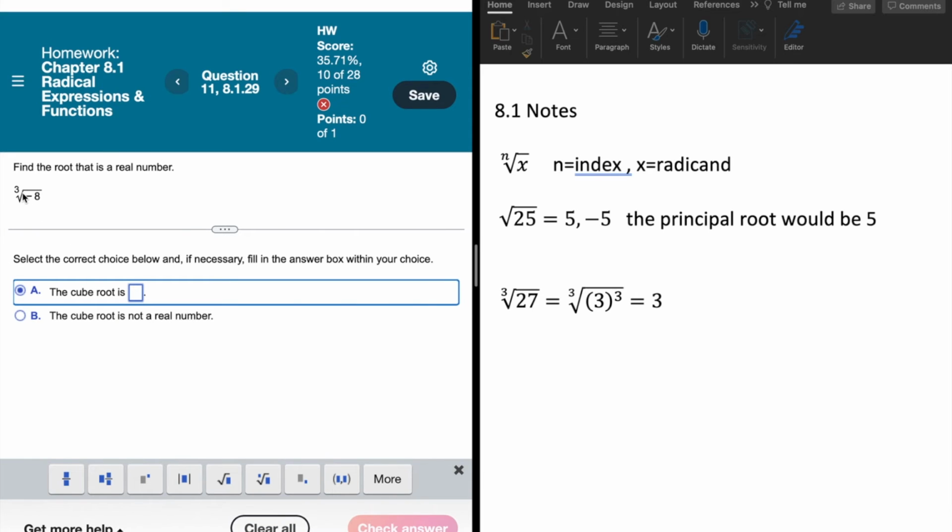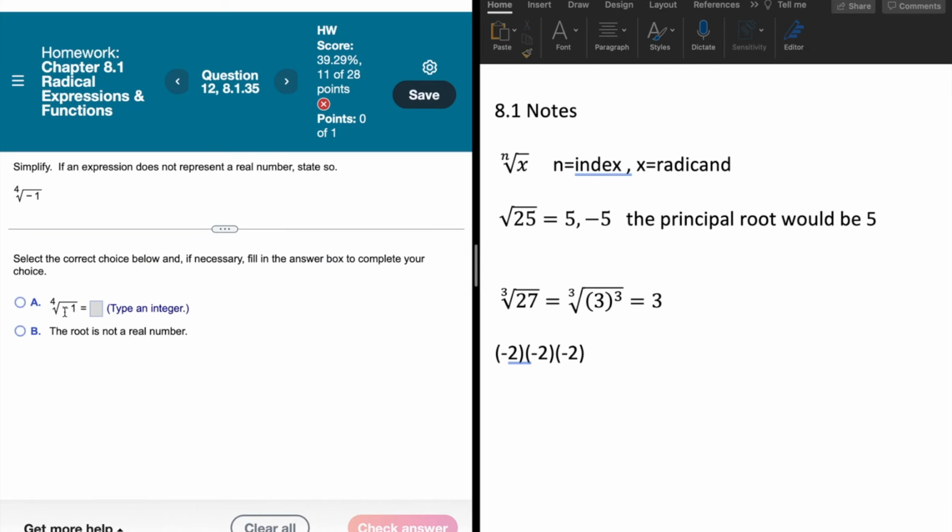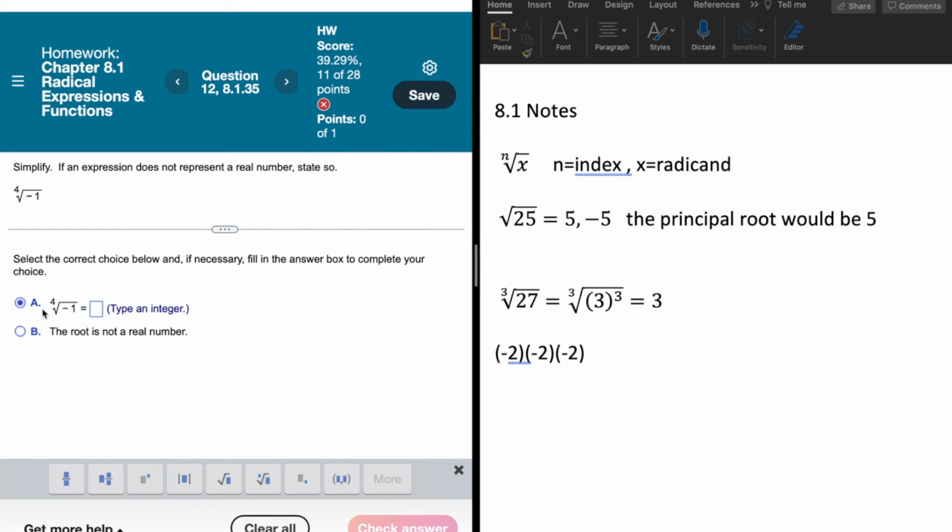Now up next we have a cube root of a negative, and we might think that we can't cube root to get a negative, but it turns out that you can multiply a negative number to itself 3 times and get a negative. So the cube root of negative 8 is negative 2. If I multiply negative 2 to itself 3 times, I will get negative 8. All right, what about a fourth root of negative 1? Well, an even root can't produce a negative.